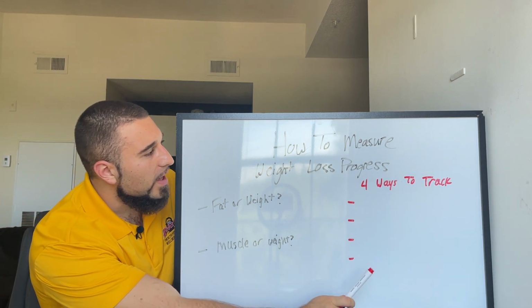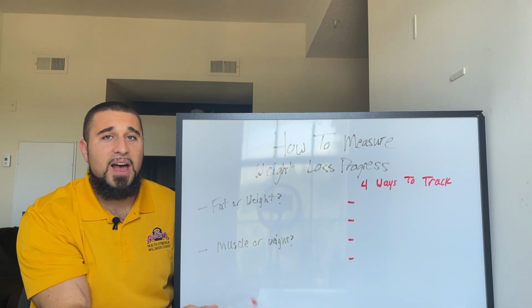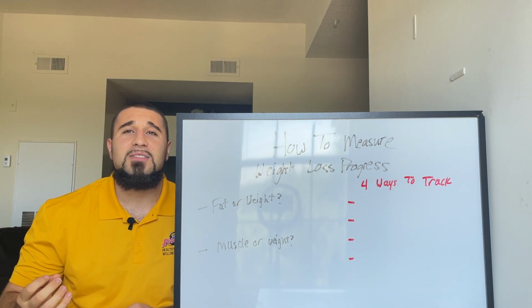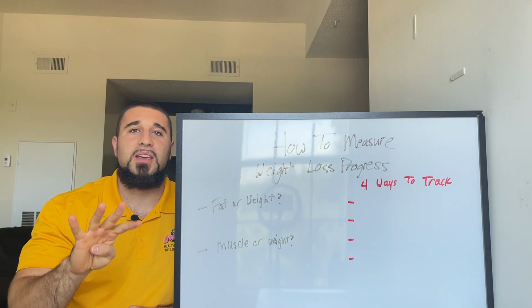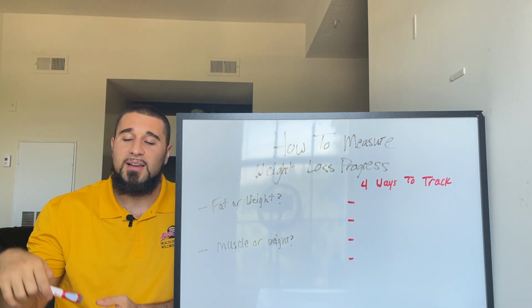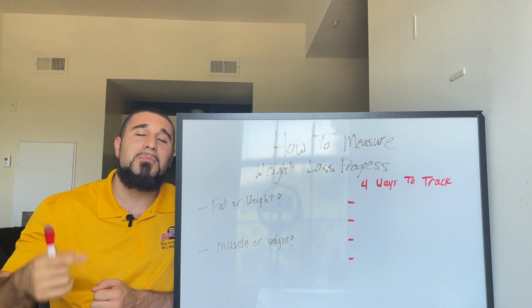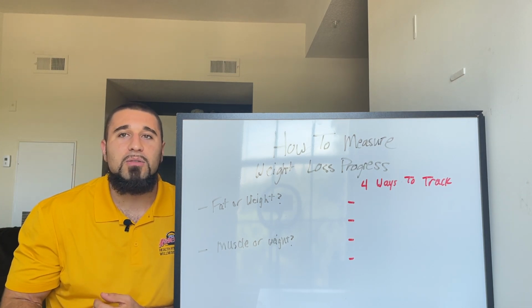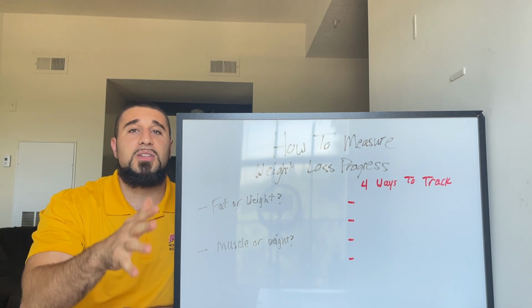Now, the 4 ways to accurately track your fat loss progress. I'm going to almost contradict myself a bit here, but there are 4 different things that you should be tracking, and there are other things as well, but these 4 main things you should be tracking. Number 1 is going to be body weight. When I say body weight, you should be weighing yourself every single day.